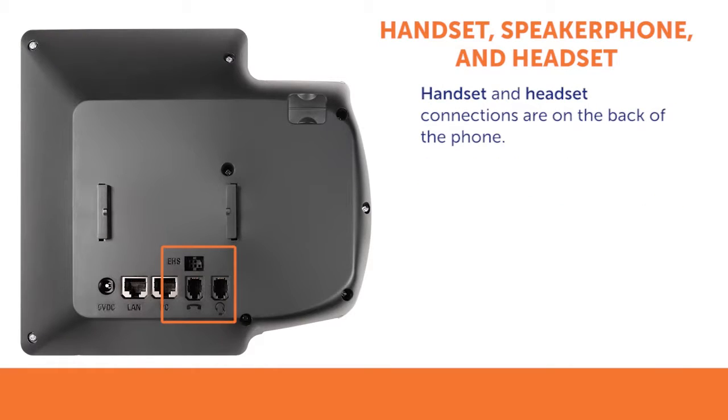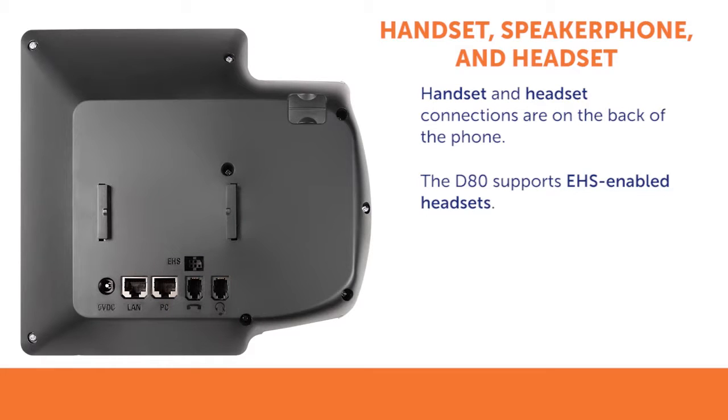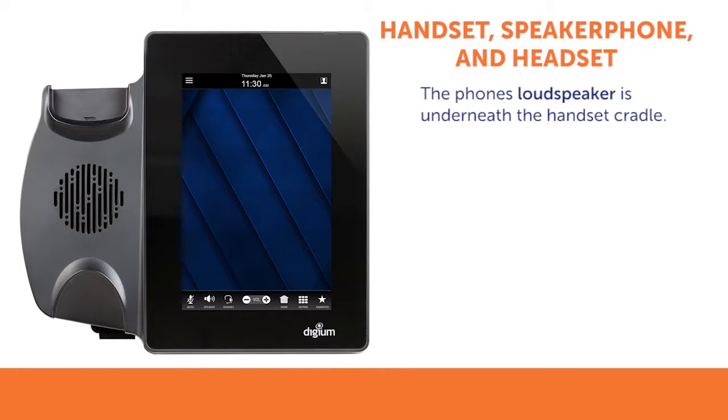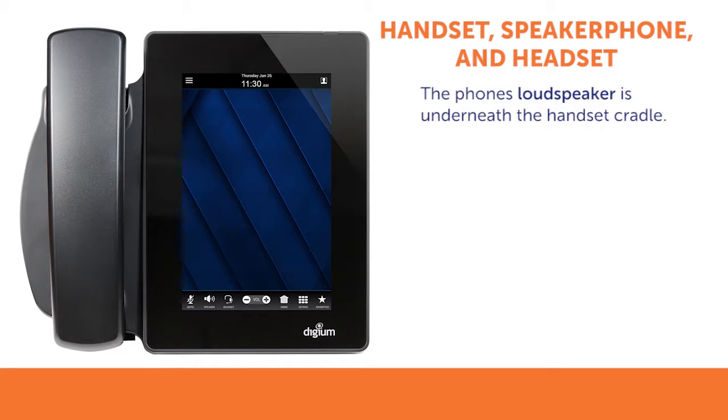The handset and headset connections are located on the back of the phone. There is no need to use a handset lifter, as the D80 supports EHS-enabled headsets for seamless operation. The phone's loudspeaker, for hands-free speakerphone operation, is found underneath the handset. You do not need to remove the handset in order to use the speakerphone.